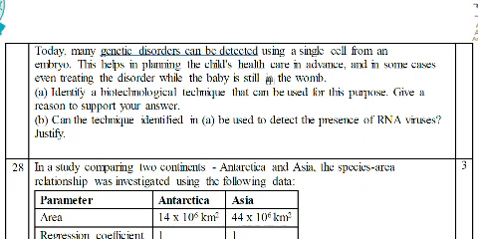This helps in planning the child's health care in advance, and in some cases even treating the disorder while the baby is still in the womb. Identify a biotechnological technique that can be used for this purpose and give a reason to support your answer. ELISA and PCR are techniques that can be used for early detection of disorders. Here we can use PCR to amplify the DNA sequence of such children for early detection of that disease.